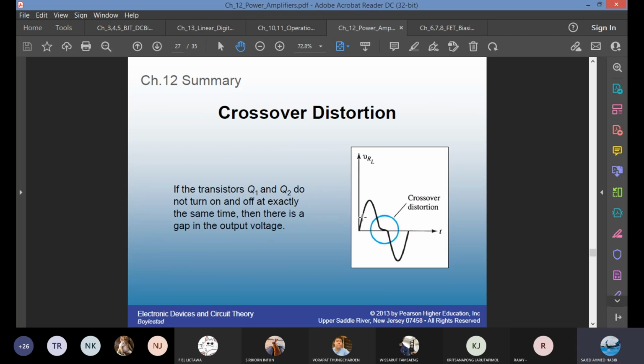This was asked in quiz 2. How or why do you have crossover distortion? I think more than half of the class wrote correctly. For a class B, if two transistors don't turn on and off exactly at the same time, there's a gap in the output voltage, then you have crossover distortion.